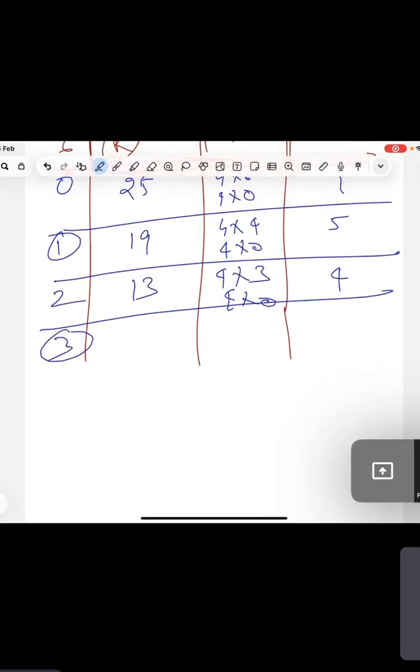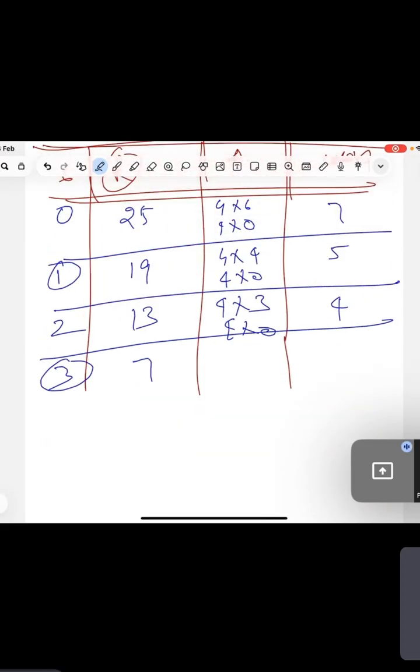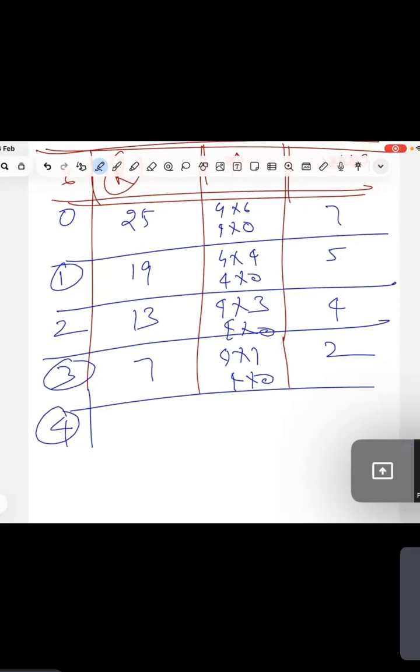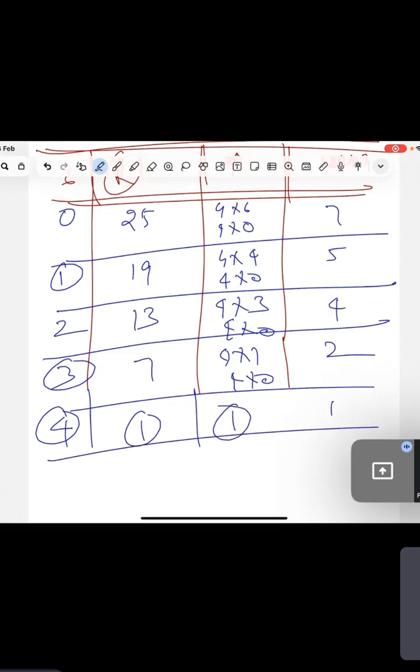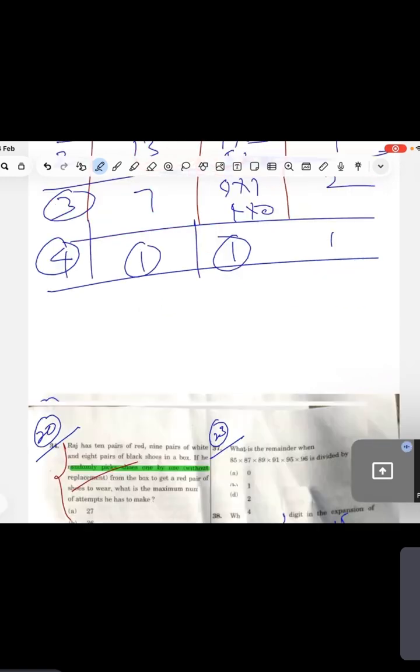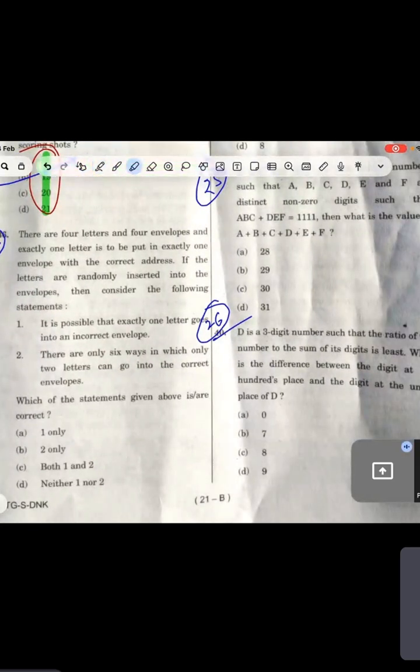Then three 6s, so the remaining is 7. Maximum 4s I can take is 1, and maybe none, so 2 ways. Then four 6s, and not more than four, because 6 times 4 is 24, so only 1 remains. So 1 way. If you count all: 7, 5, 4, 2 and 1, the total is 19. This is the answer, guys. This is the easiest way to solve this question. Always remember. Read, Bhagya, this question.